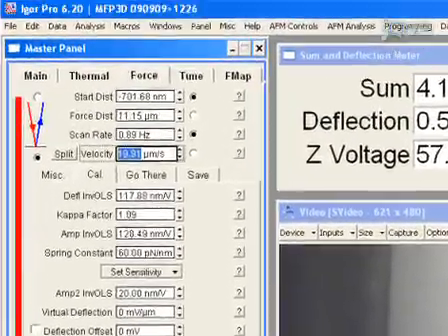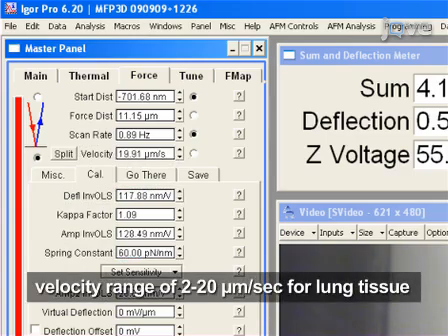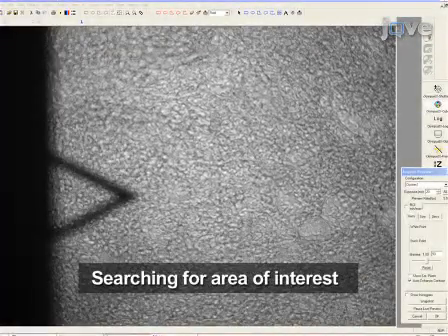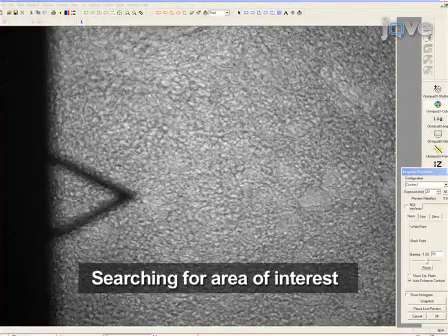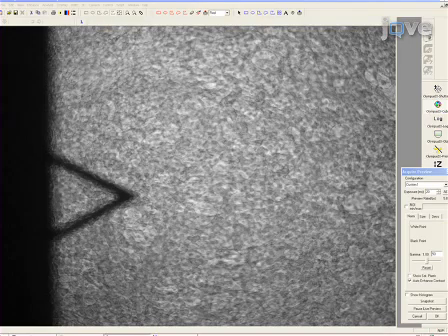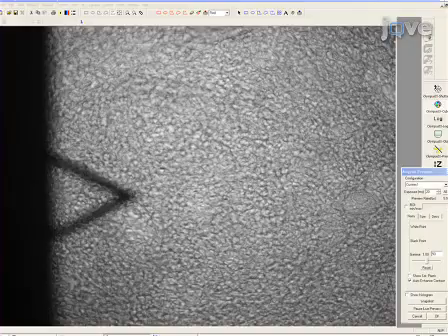The indentation velocity should be selected to be sufficiently slow to explore elastic rather than viscoelastic properties of the soft sample. Select a velocity range of 2 to 20 micrometers per second for lung tissue. For a single measurement from an area of interest, move the AFM probe to the location of interest and perform a single indentation to collect a standard force displacement curve. The probe will move only in the z direction.